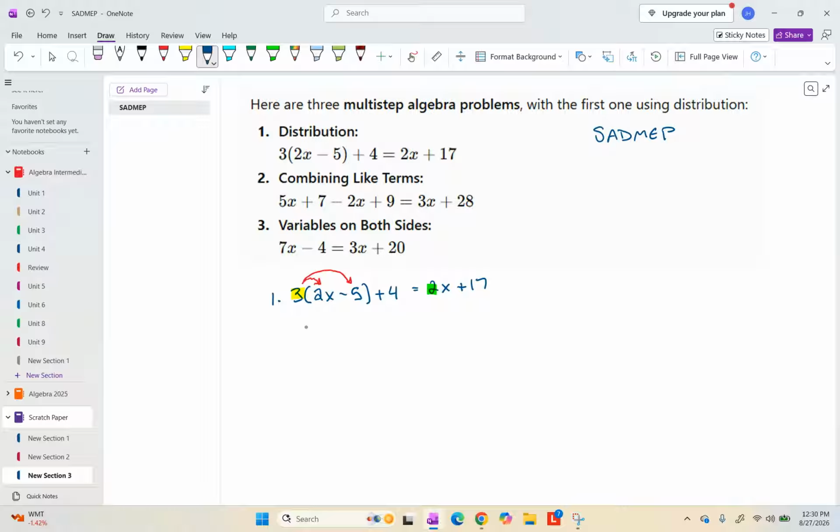Now 3 times 2x is 6x. 3 times negative 5 is minus 15. Now the parentheses are gone, and I have plus 4 equals 2x plus 17. At this point, I'm going to start to clean it up a little bit. I'm going to start by combining like terms. On the left, I don't have 2 variables, but I do have 2 constants. I have minus 15 plus 4, and I'm going to put those together first.